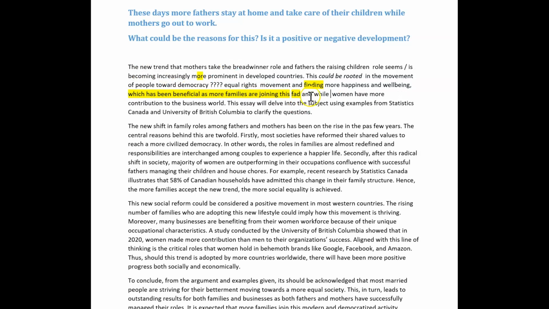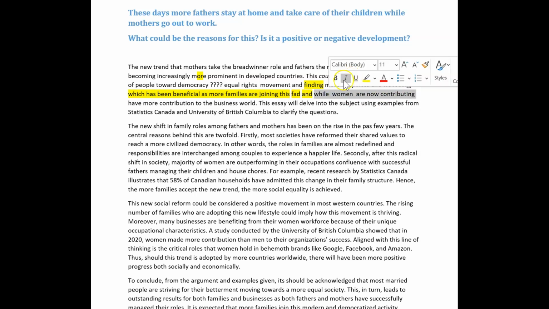While, so, and then not and, but put while women have more contribution, are now contributing more. Make this into a verb. More. So this essay will delve into the subject. Oh, nice. Using examples. Okay, good.